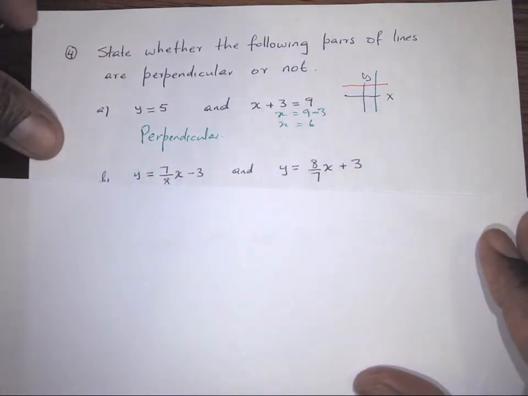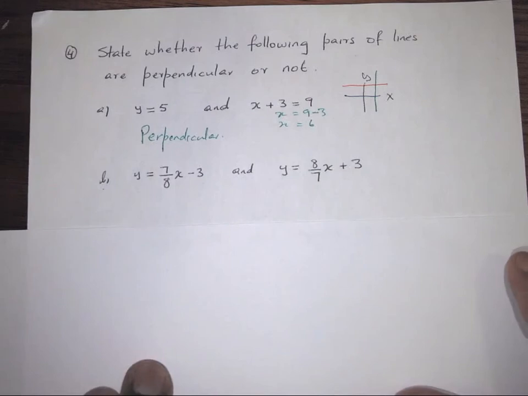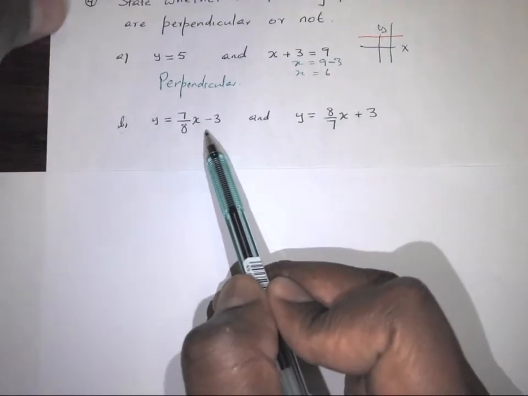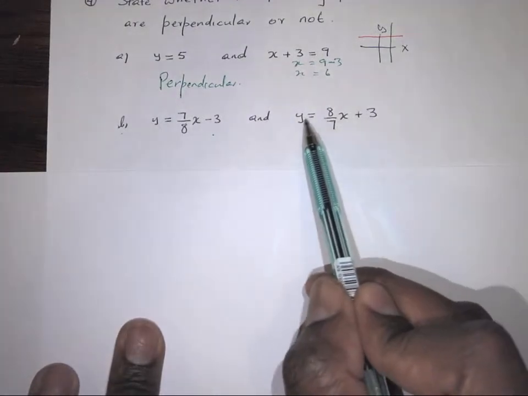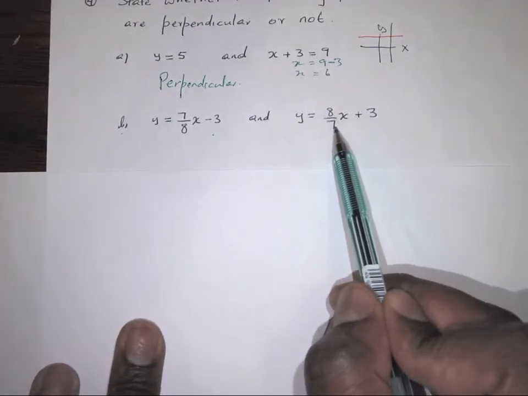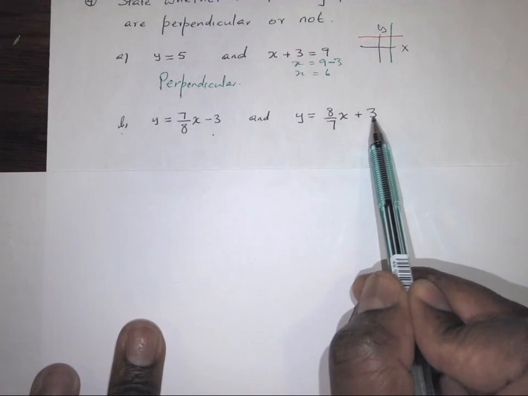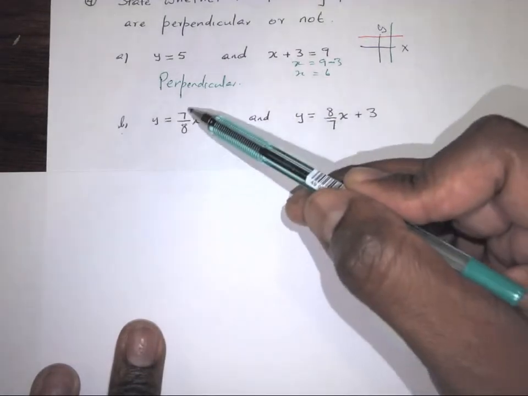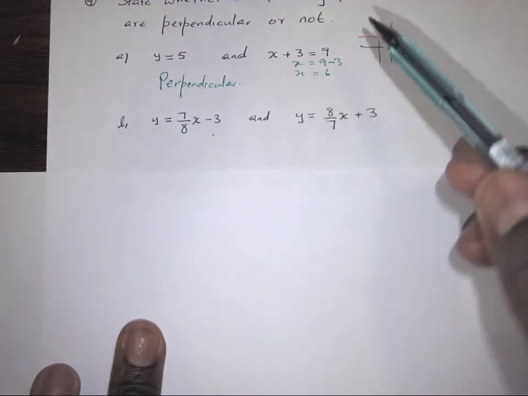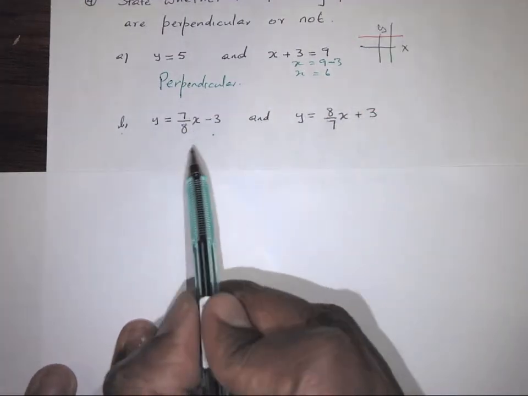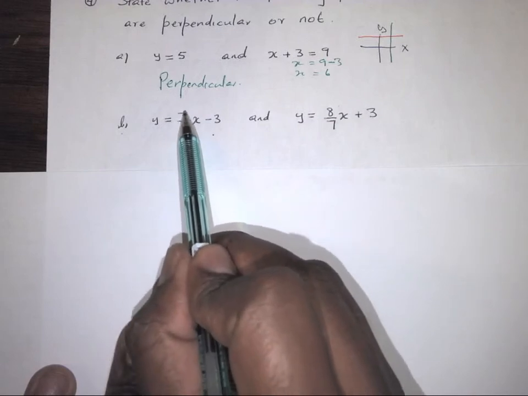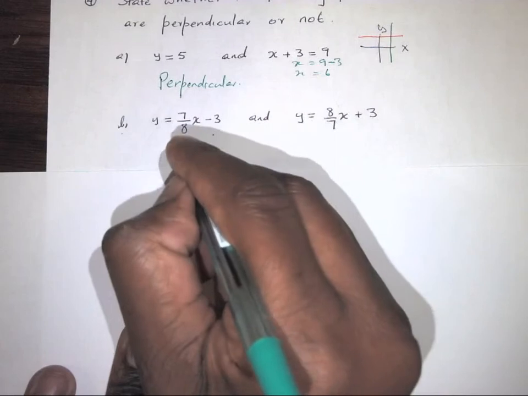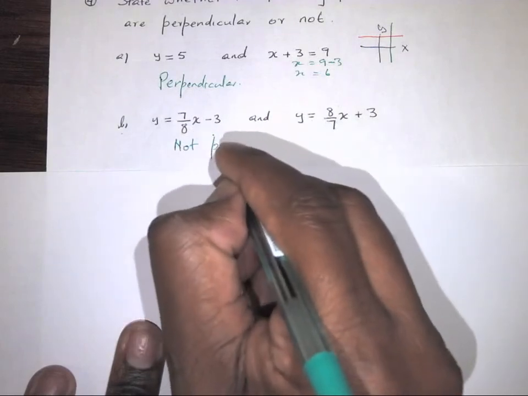Alright? Next one. What about this one? y is equal to 7 over 8x minus 3. The other one, y is equal to 8 over 7x plus 3. That's 7 over 8. That one has changed. You see, these numbers have swapped around. Are they perpendicular? No. Because if they are perpendicular, one must be positive, the other one must be negative. This is positive. So they are not perpendicular.